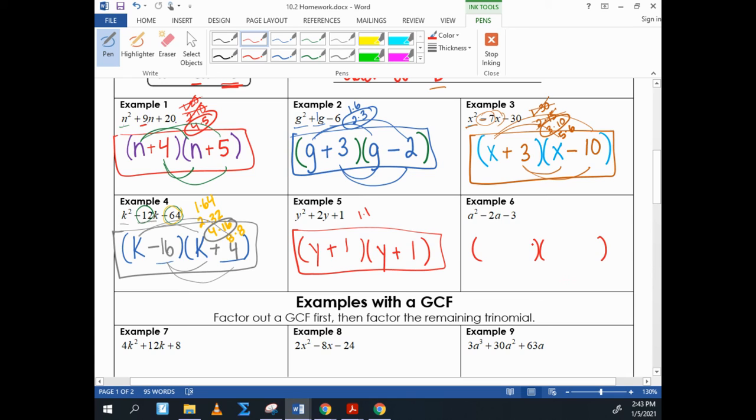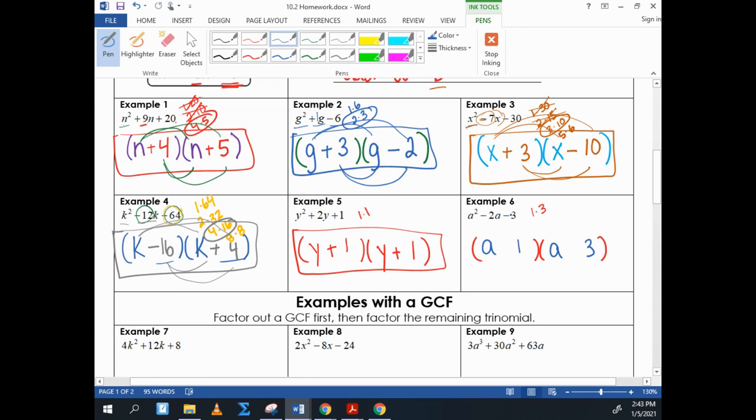We're going to try and find 2 numbers that multiply to this negative 3. So the only numbers that multiply to 3 are 1 and 3. So we're going to go ahead and fill in. Remember, our first terms here have to multiply to this a squared. So they're going to be a times a. Now my last numbers here have to multiply to 3. So we're going to put a 1 and a 3 right here.